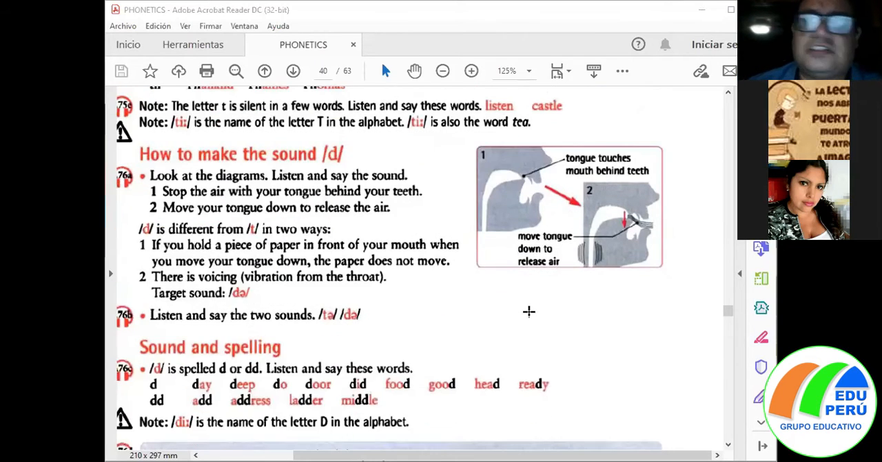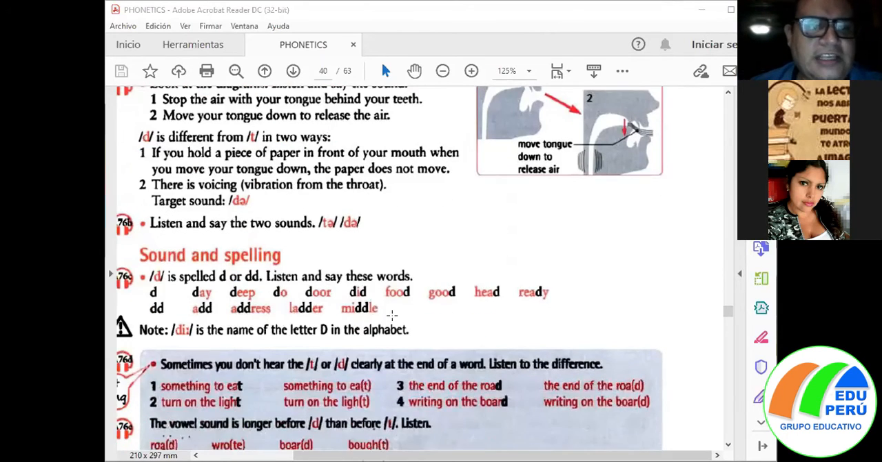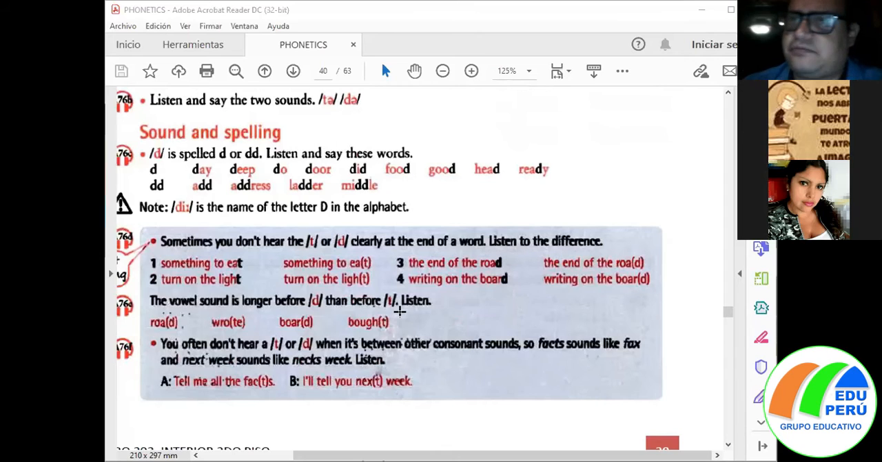Let's pass to the second sound, the sound D. Remember, something similar happens with ta and da. Notice again the paper. T, t, t. Now the second sound, da, da, da. So what's the difference? The aspiration. The first sound, ta, is produced with aspiration, and the second sound, da, no aspiration. Don't forget about it.